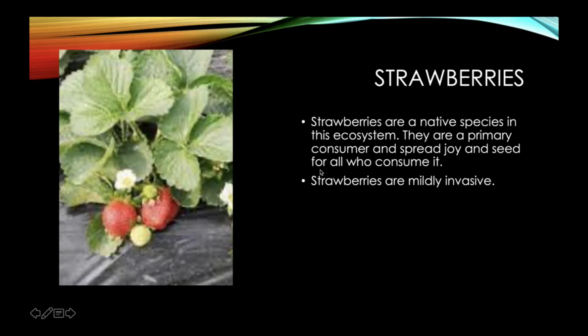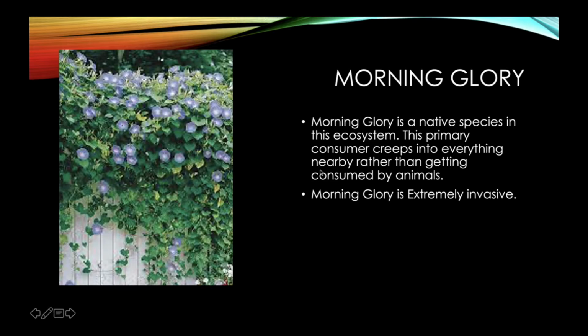Strawberries are a native species in the ecosystem. They're mildly invasive because of how they grow, and they're a primary consumer and spread joy and seed for all who consume it. Morning glory is extremely invasive. It's a native species in the ecosystem, and it's a primary producer who creeps into everything rather than getting consumed by animals.